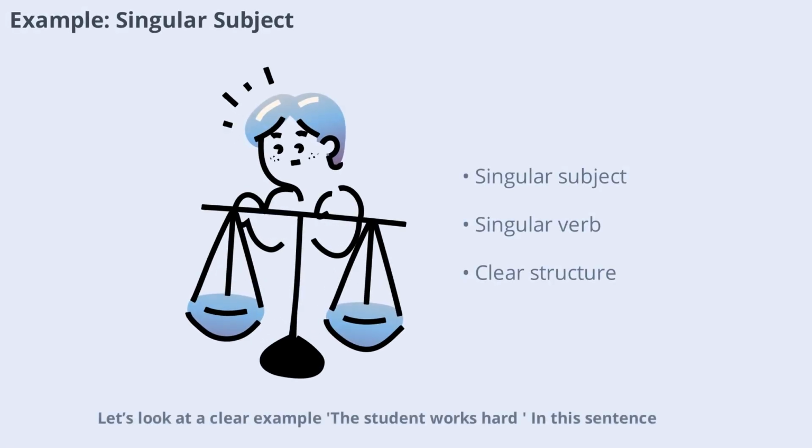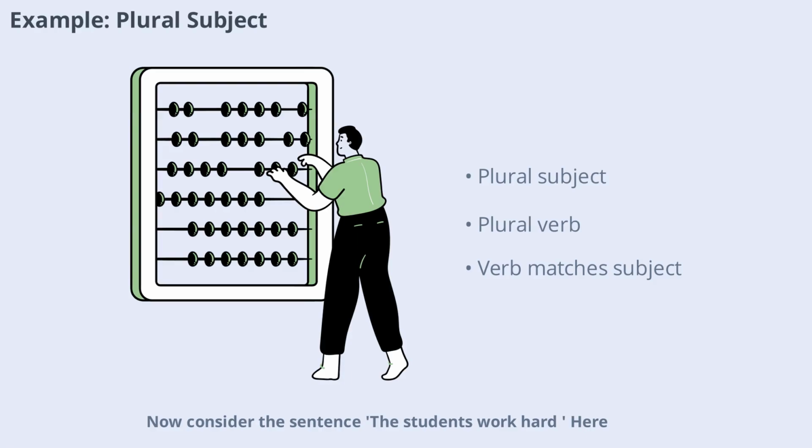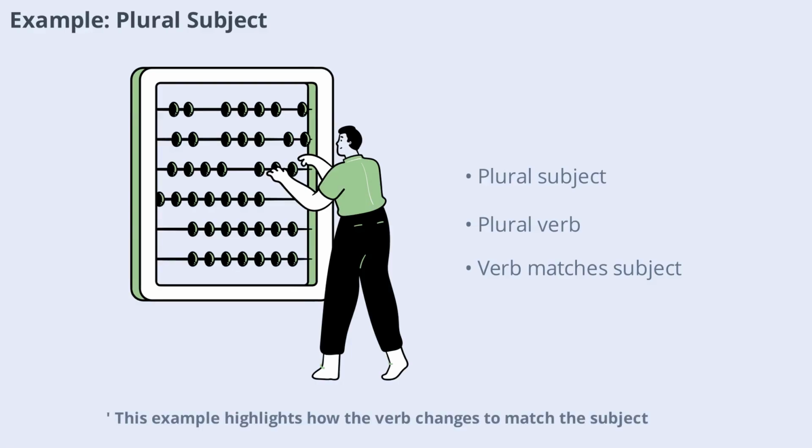Let's look at a clear example. The student works hard. In this sentence, student is a singular subject, so we use the singular verb works. This simple structure is the foundation of subject-verb agreement and is essential for constructing correct sentences. Now consider the sentence, the students work hard. Here, students is a plural subject, so we use the plural verb work. This example highlights how the verb changes to match the subject, maintaining grammatical accuracy.